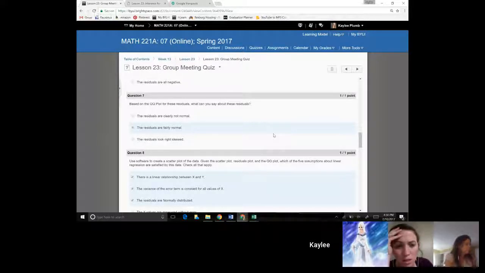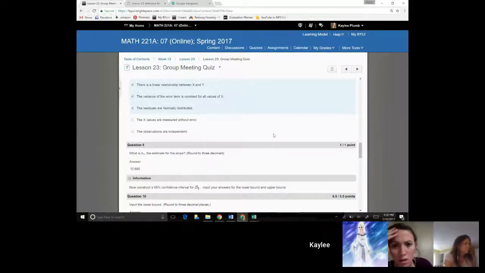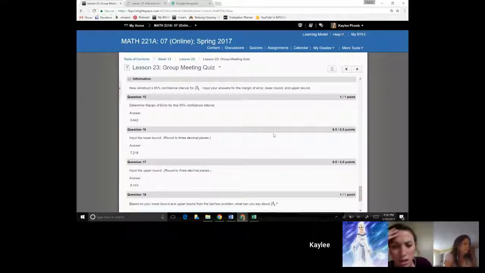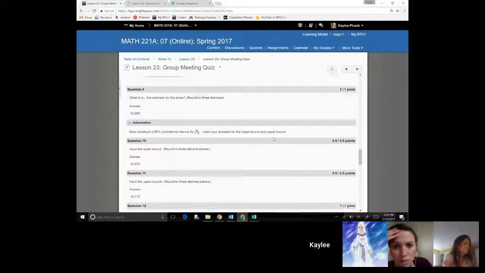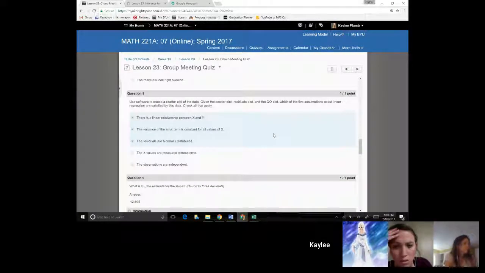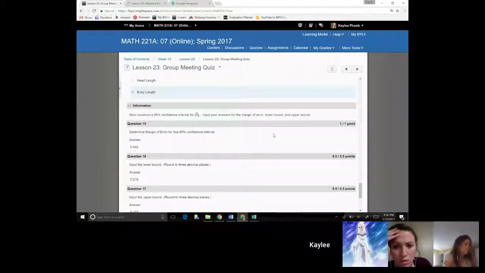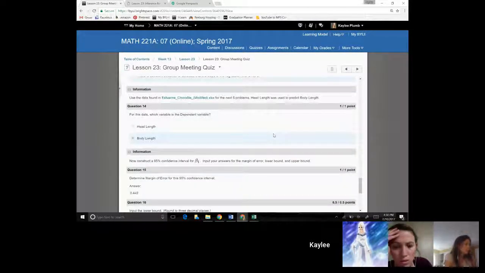So I just need to get my QQ plot working. I cannot get it to work right now. I see what you're saying about the hot dog, but I don't know. 14 was body length, right? Yes. Body length. Thank you.